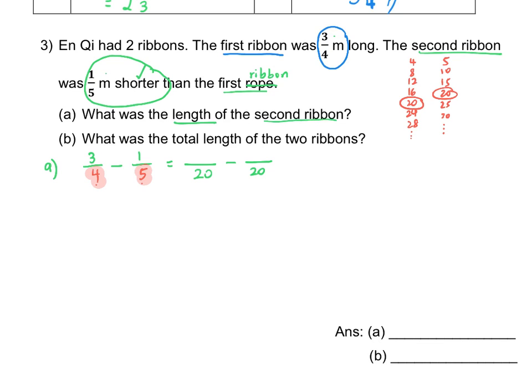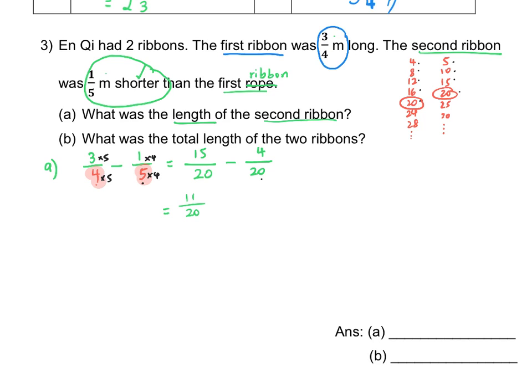Then you ask yourself, from 4, how do you get to 20? It is at the 5th position, so you times 5. 3 times 5 is 15. So 15 twentieths minus. Now from 5, how do you get to 20? Position 4. So you times 4. 1 times 4 gives 4. So your answer, 15 twentieths minus 4 twentieths, is actually 11 twentieths. Is this the simplest form? Yes, because it cannot be divided by the same number.